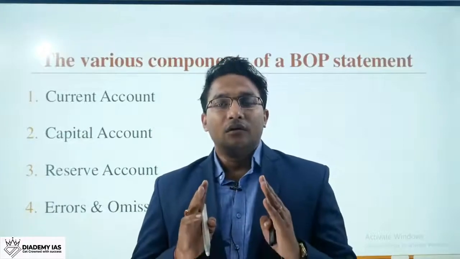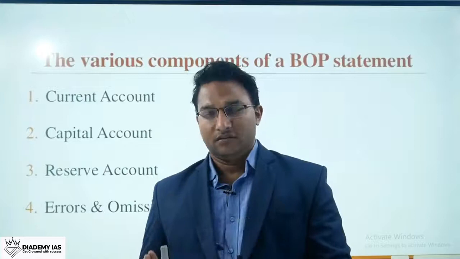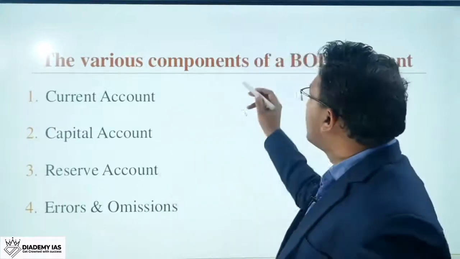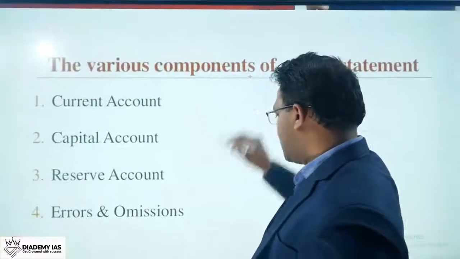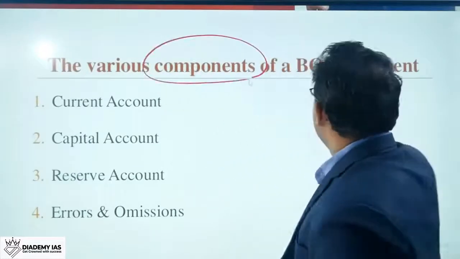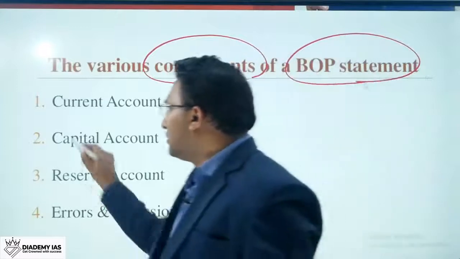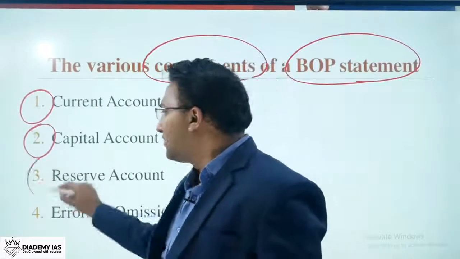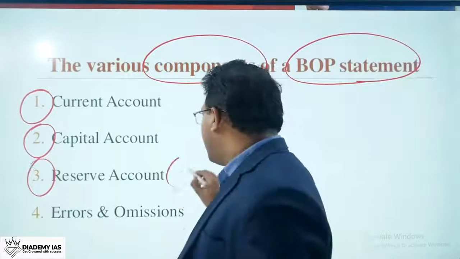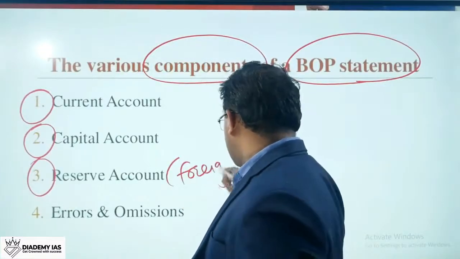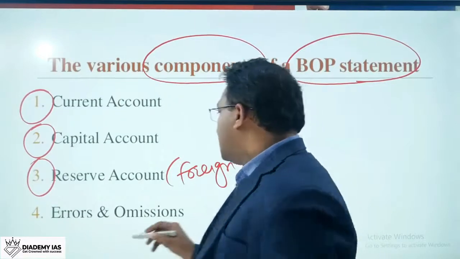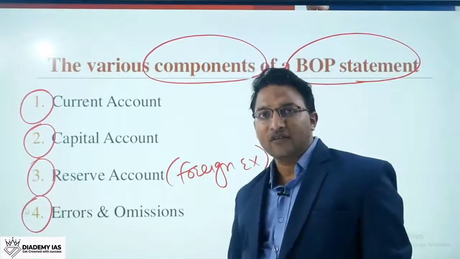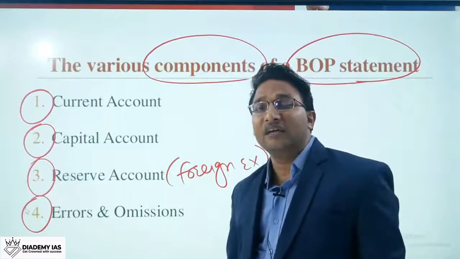So friends, from the discussion that we did so far, we can conclude that the components of the BOP statement include: number 1, the current account transactions; number 2, capital account transactions; number 3, the reserve account, that is the foreign exchange reserve; and then errors and omissions. So these are the four major categories of components as far as the BOP statement is concerned. Now we will discuss each one of them in detail.